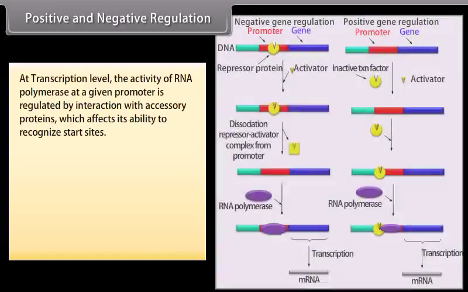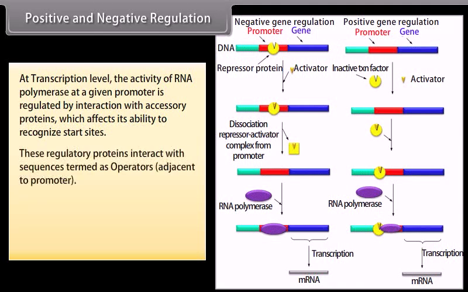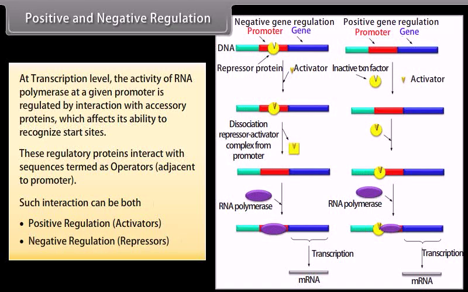Positive and negative regulation. At the transcription level, the activity of RNA polymerase at a given promoter is regulated by interaction with accessory proteins, which affects its ability to recognize start sites. These regulatory proteins interact with sequences termed operators adjacent to the promoter. Such interaction can be both positive regulation, activators, and negative regulation, repressors.